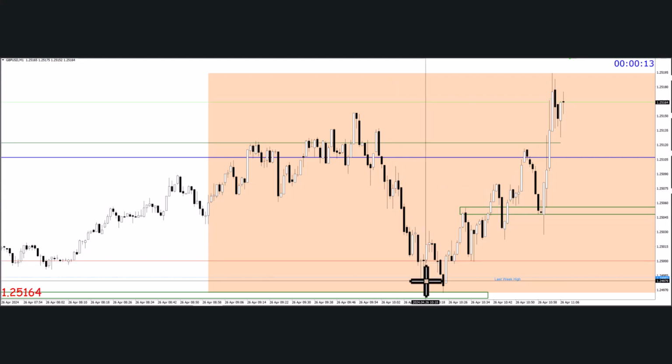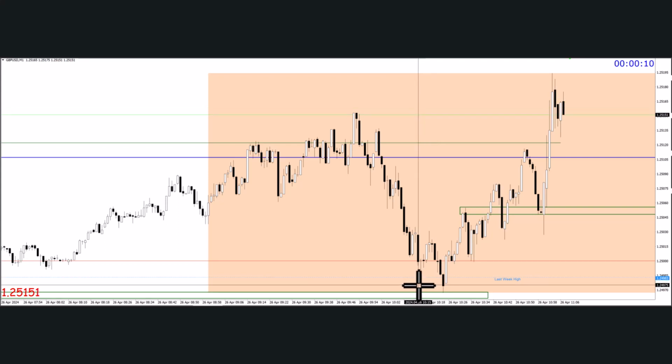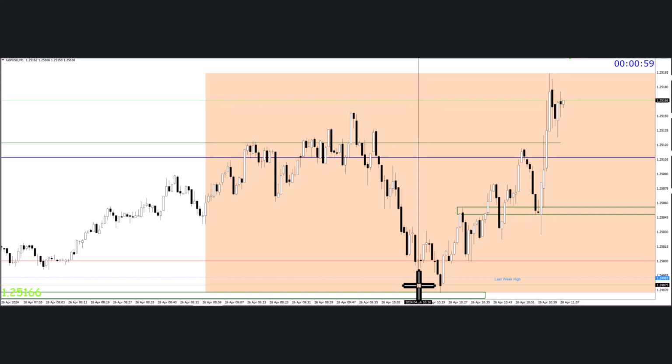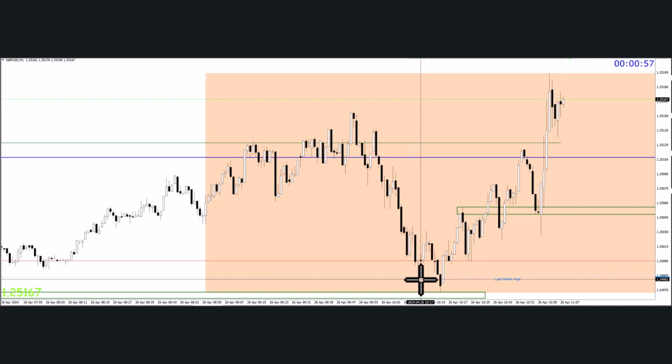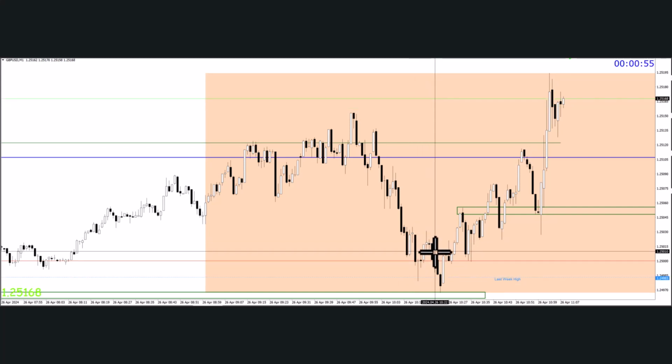Now here's what's important. This time here, from 15 minutes, this is now the start of the second 15-minute candle. You've got to pay attention to time rotation, okay? The second 15-minute candle starts here, okay? We continue to go down.